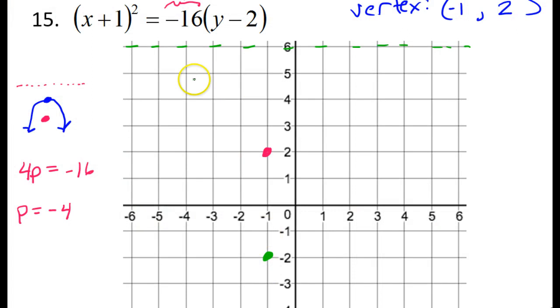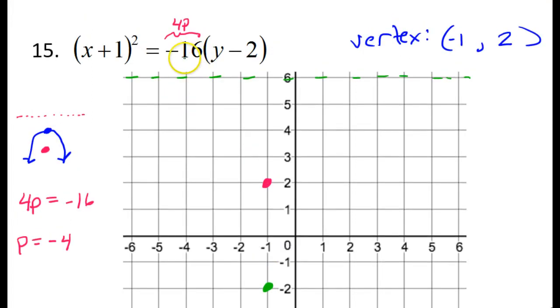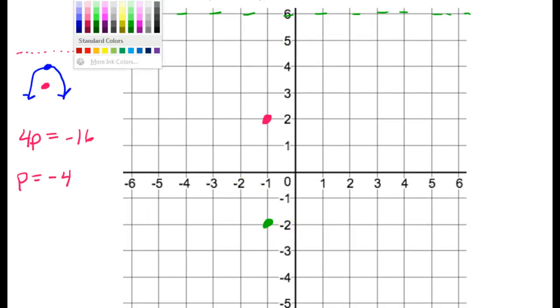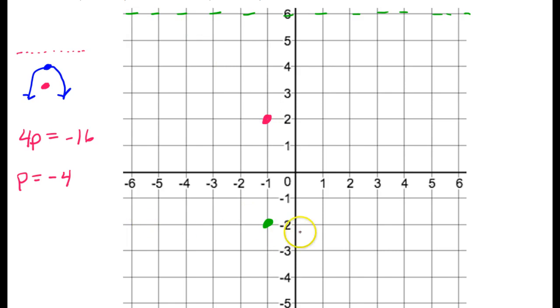So looking here, this number will tell me the focal width. See how it's negative 16? So the focal width will be positive 16. So I know that the width of the parabola at the focus is 16 across. That means if I go 8 to the left and 8 to the right, that will give me a total of 16. So if I go 8 to the right, 1, 2, 3, 4, 5, 6, 7, 8.